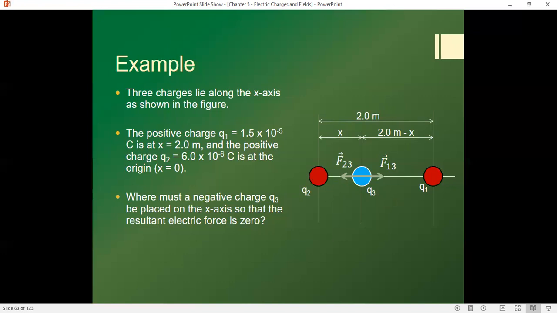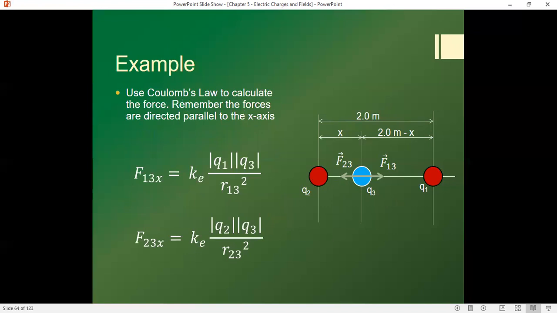Okay, we know that's not going to be the case because if you look at the charges, Q1 is larger than Q2. So my expectation is that Q3 is going to have to be closer to Q2 to balance the force. Hope I said that right. Okay, so the first thing that we're going to do is we are going to calculate the magnitudes of the forces. We're going to look at, I noticed a little problem right here.